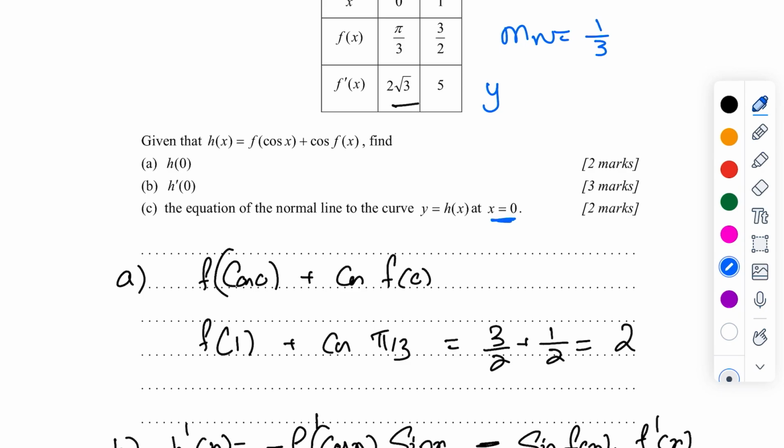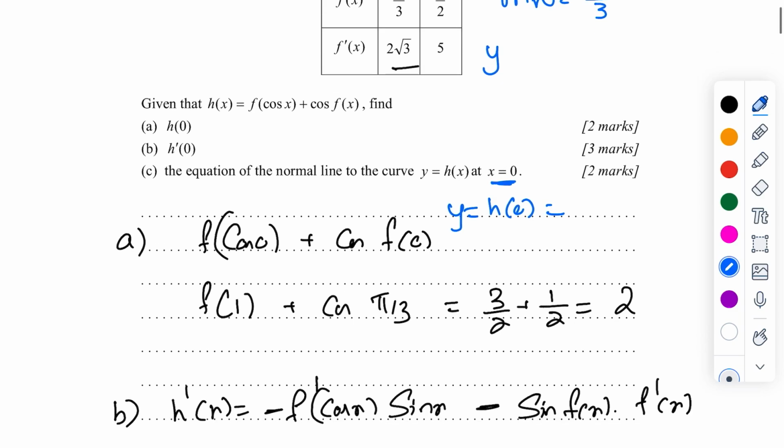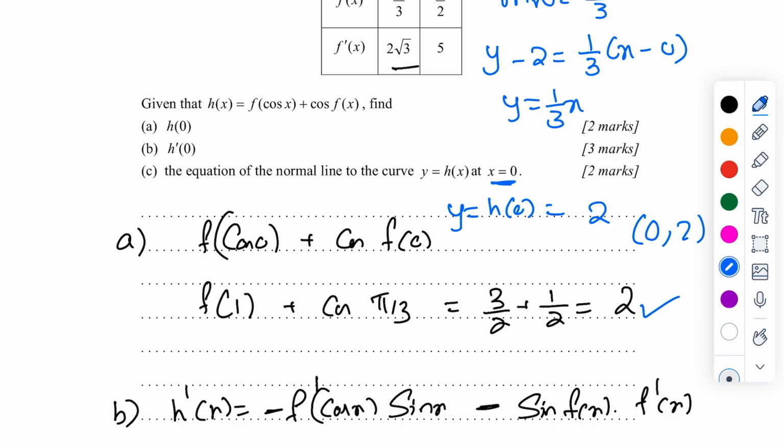If x is 0, the y value is h of 0. Have we found it out? We have found it in part A, which is 2. So the point is (0, 2). So y minus y1 equals m times x minus x1. So y equals 1 upon 3 x plus 2. That's going to be the answer.